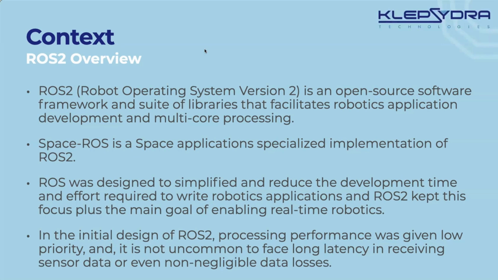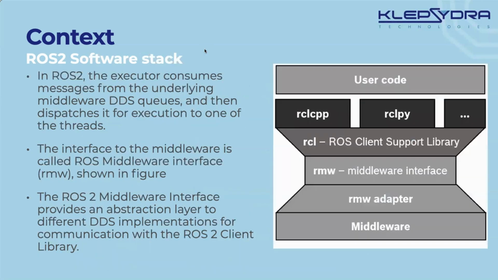However, while this was one of the top priorities of ROS2, the performance itself, or the processing performance, was not. And therefore, it's not uncommon to find several issues in the area of latency, depending on the application and the type of computer, but also a strong excessive use of computing power and data losses. So these are some of the issues faced by ROS2 that we try to address with our novel approach.